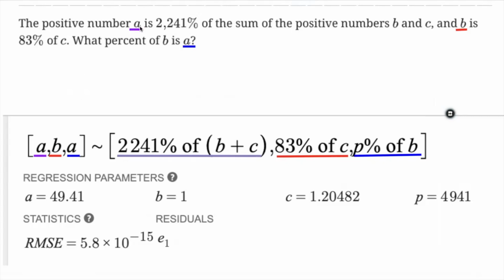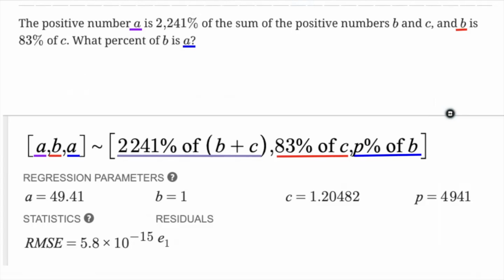So let's look at our purple here. We have A on the left side is 2,241% of the sum of the positive numbers B and C. So notice how on the right side of the tilde, in the first slot, I have the 2,241% of B plus C. And also notice how I didn't bring any extra work into it. I didn't move the decimal point over myself. So I didn't say 22.41. I just type it the way it originally appeared. That way no errors are sneaking in.